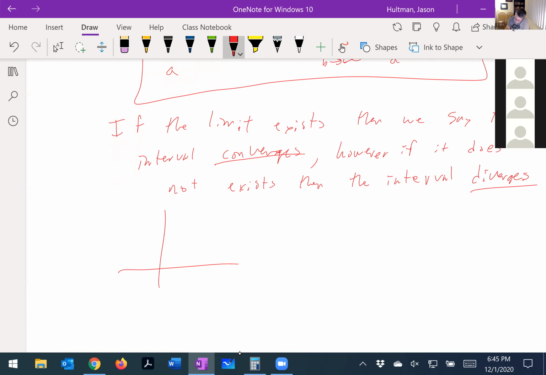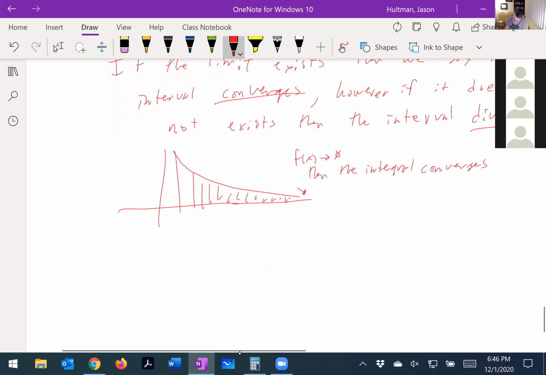Okay, so if I have something that looks like this, that's going to converge to an amount. As I go to infinity, this thing's going to go to 0. Okay, if my f of x goes to 0, then I know that it's going to converge. Okay, if f of x goes to 0, then the integral converges.